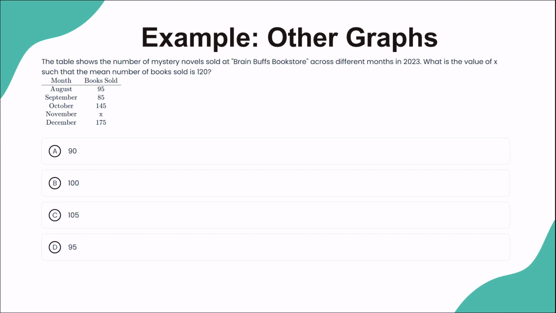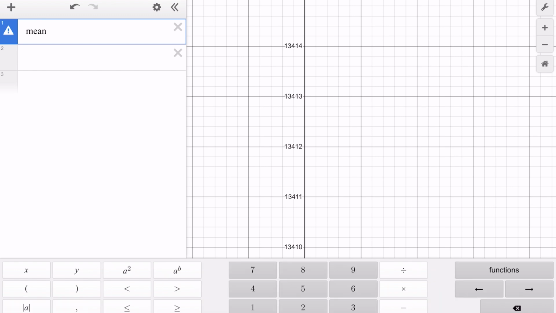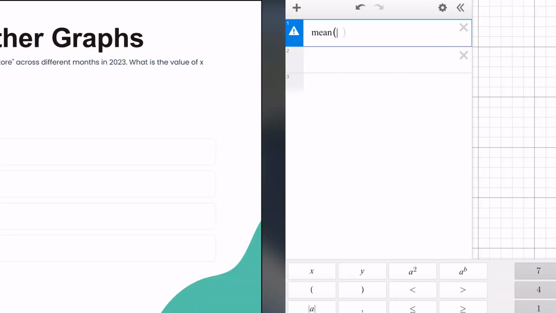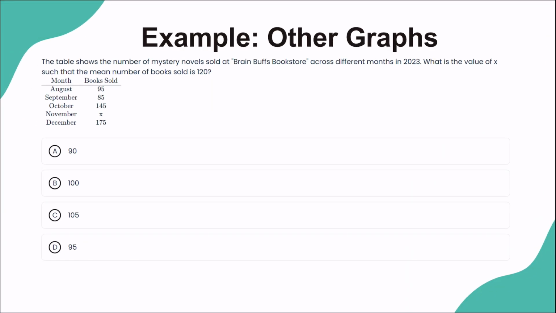So for this question, it's saying that the table shows the number of mystery novels sold at Brain Buff's bookstore across different months in 2023. What value of X such that the mean of books is 120? It gives us 4 of the values, but we don't know the fifth. So I'm going to set up this mean that I just showed you in Desmos, and put in the values we know: 95, 85, 145, 175.